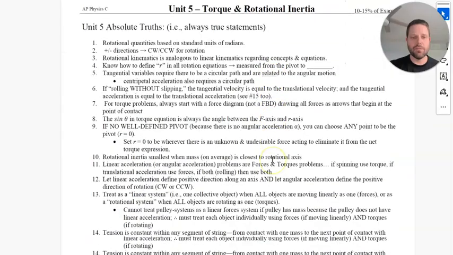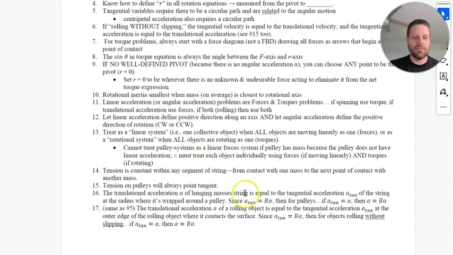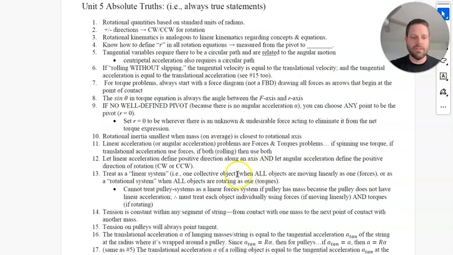There are a lot of absolute truths. Some people find these to be helpful. Some people just find it too daunting to look at some of these, but there are 17 statements that I can say are always true about torque and angular kinematics. So we'll revisit some of these, but if you'd like, you can take a look at some of these and make sure that you know that these are always true. And we're going to echo all of these points as we look through.